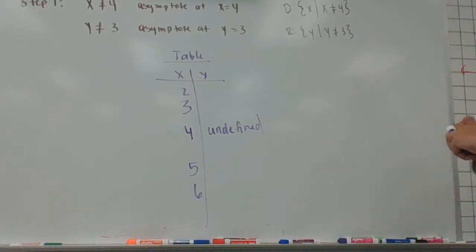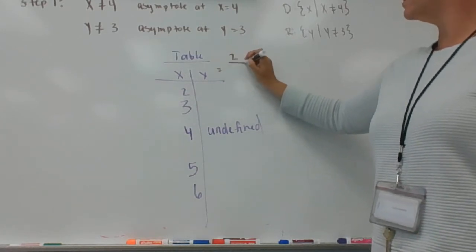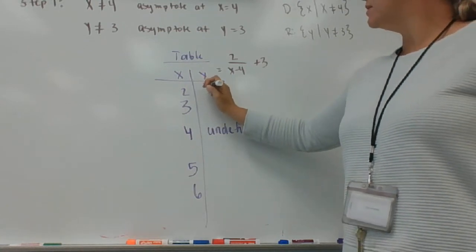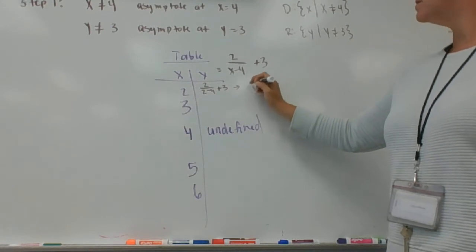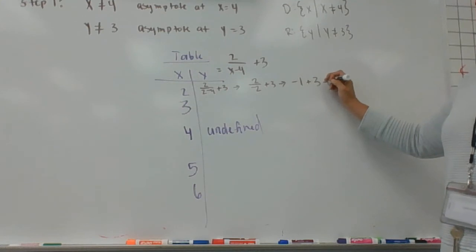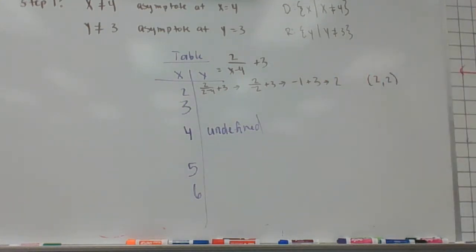Let's see what this math looks like. So our equation is 2 over x minus 4 plus 3. 2 over 2 minus 4 plus 3. 2 over negative 2 plus 3. Negative 1 plus 3. 2. So we have a point at 2, comma 2. Take it one step at a time. It's not really that tricky and simplifying, Jackson. You do 3. Plug 3 in, tell me what you get out.